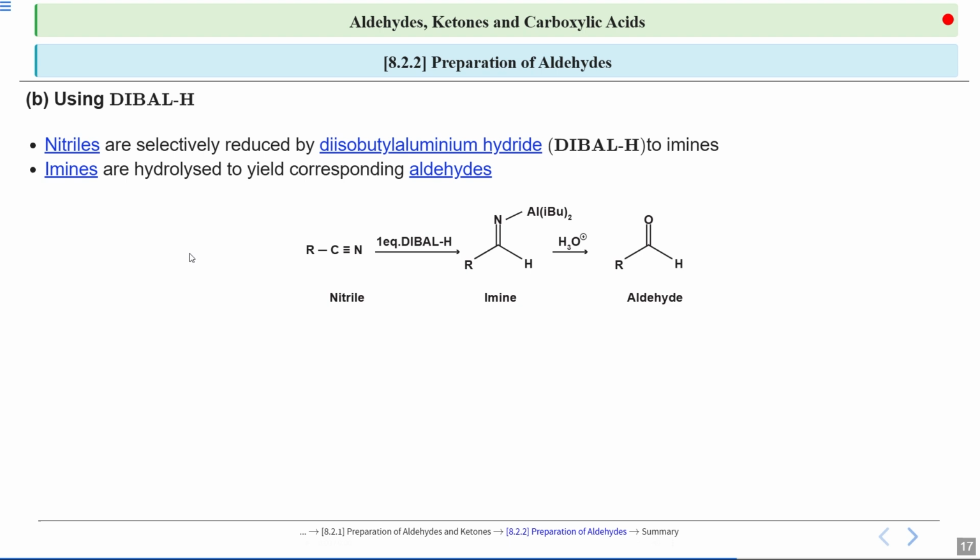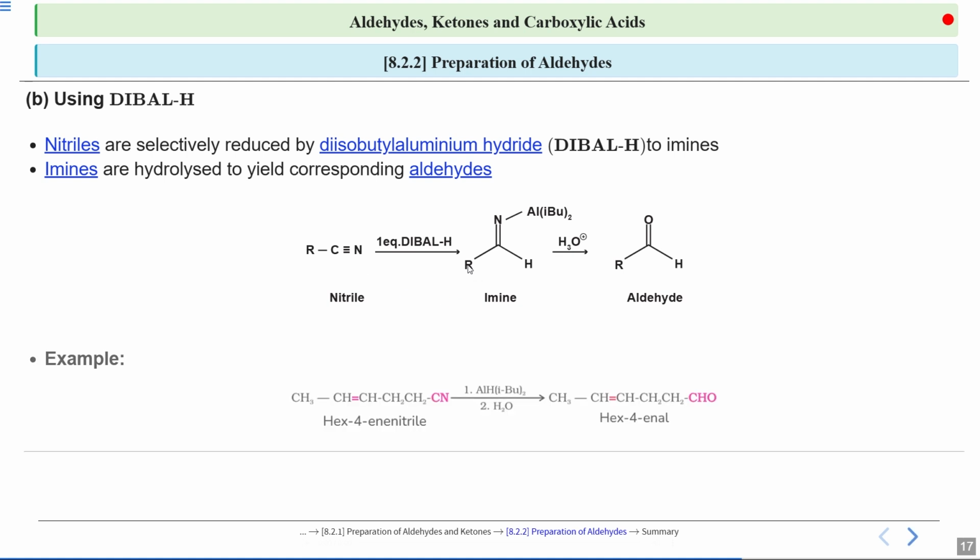So if you look at this reaction, initially you have a nitrile. When you treat it with DIBAL-H, you get an intermediate which is called imine. There is a double bond between this carbon and nitrogen. And when you further hydrolyze this imine, you get the corresponding aldehyde.